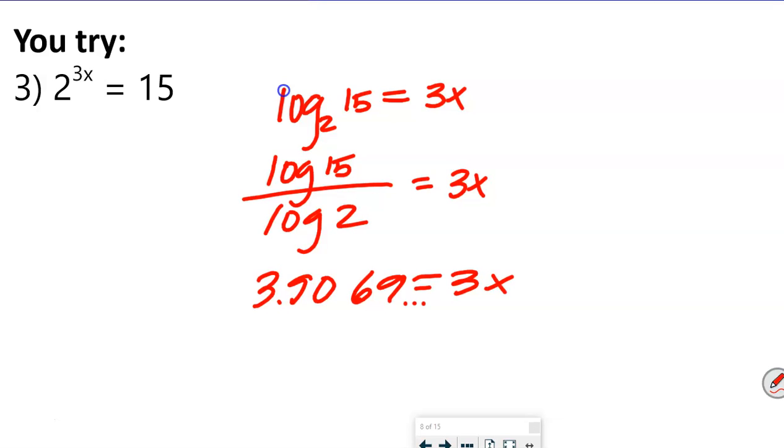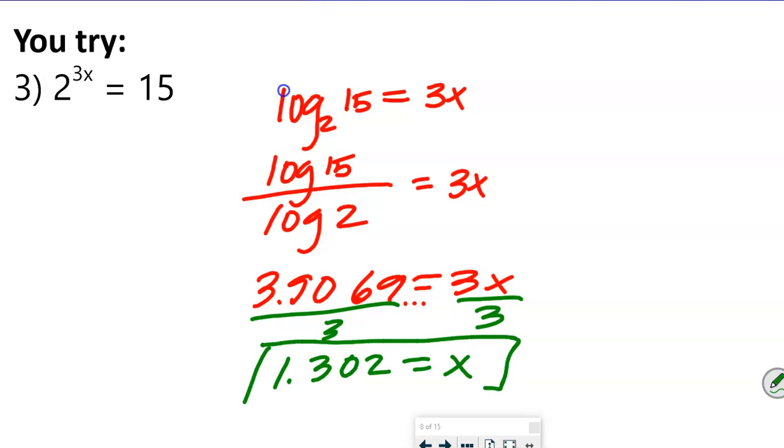And again, it keeps on going. I just do that and leave it in my calculator. And then I divide both sides by 3. So that gives me 1.302 when I round it, equals x. And once again, I can put that up there, and if 15 equals 15, then I got the right answer.